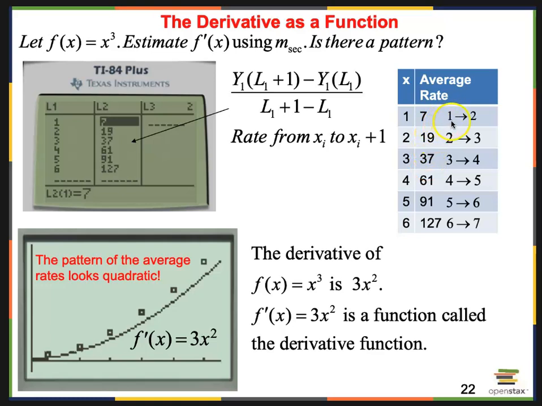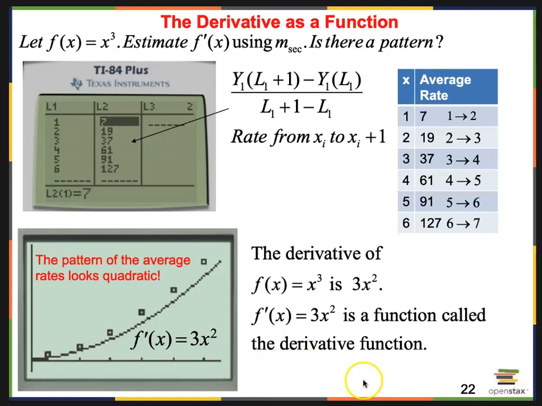So, have you noticed a pattern here? Here we got 1 to 2, 2 to 3, 3 to 4, 4 to 5, 5 to 6, 6 to 7. So the pattern of the average rates looks quadratic. So we can see as it goes up, the average rate of change looks quadratic. So our derivative of this function is 3x squared. Well, there it is. That's a quadratic.